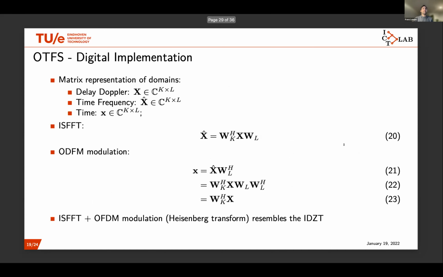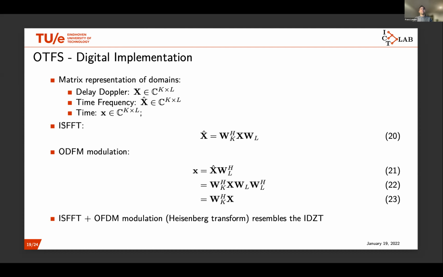And when we talk now about OTFS, we can also talk about the digital implementation of OTFS. I showed you already that we can represent the symbols in a matrix form. So we have our symbols in the delay-Doppler domain, which are a matrix of size K times L. And when we do the symplectic finite Fourier transform, we get a matrix which represents the symbols in the time-frequency domain. With a slight abuse of notation, I'm also using this small x to represent this matrix of the time domain signal, where we have in the rows the L samples, like the first L samples are in the first row and so on.